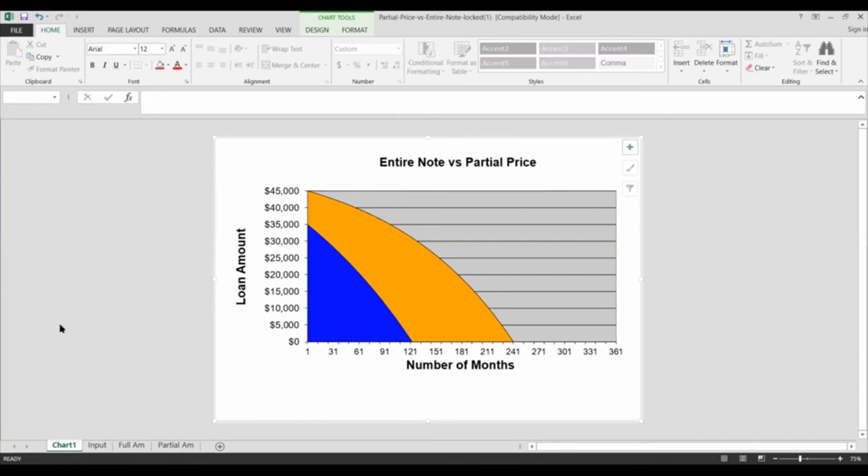So we're going to look at a chart. All right, this is the entire note versus partial price. This part, can everybody see my cursor fine? I just want to make sure.